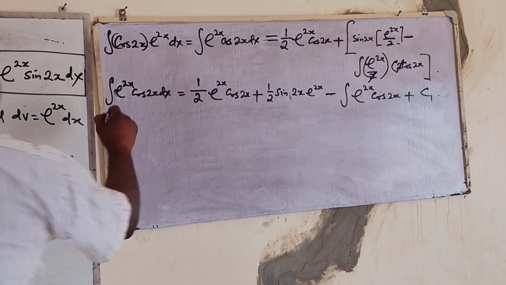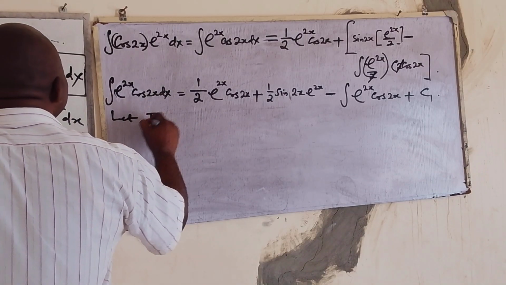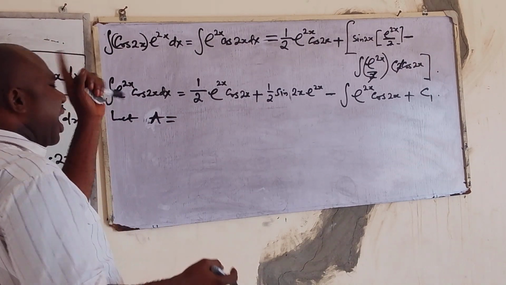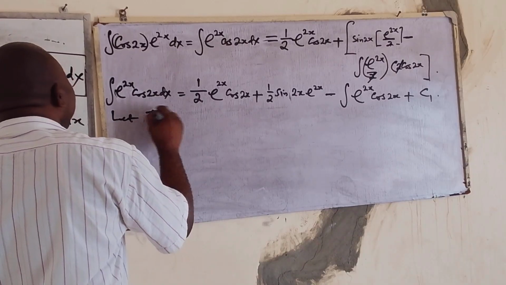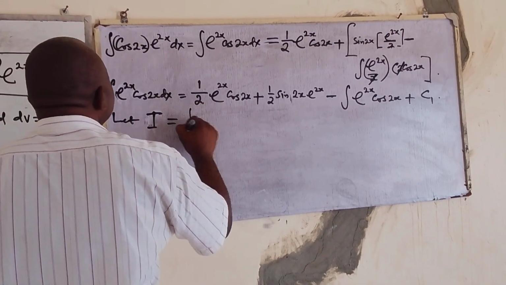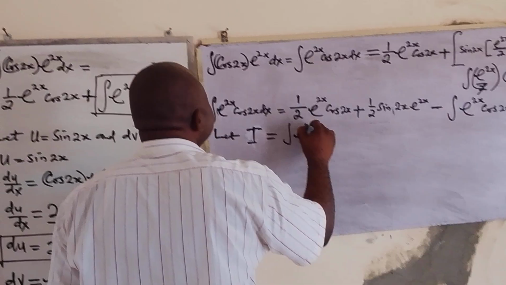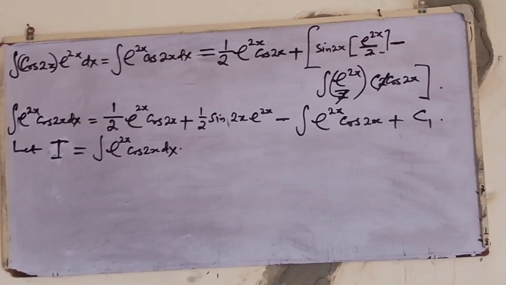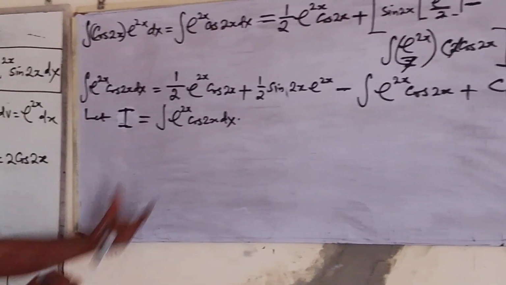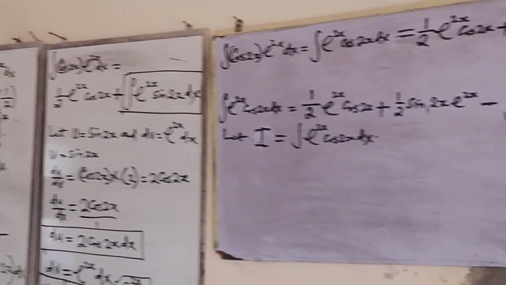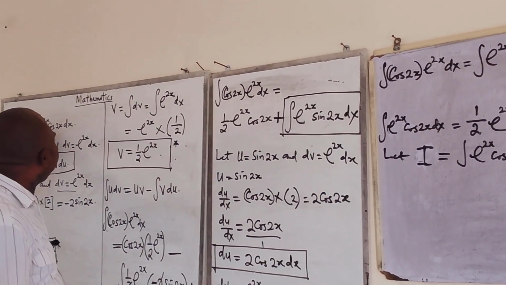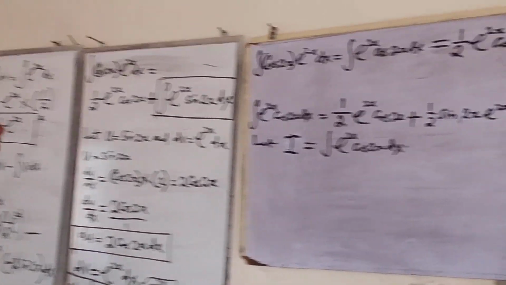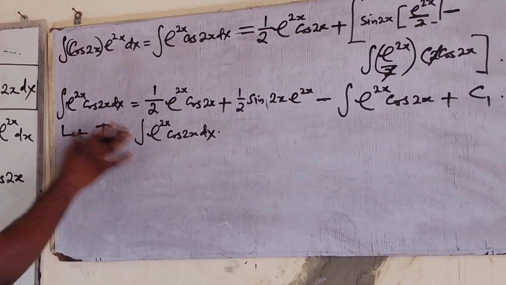Now let A, we can use any of the variables. Let A, but since we used I in the first one, let's use I. So let I be equal to the integral of e raised to the power of 2x cos 2x dx. And this is actually the original question, because we have to integrate e raised to the power of 2x cos 2x dx. So now we are saying let I be equal to this. So it therefore means that the whole of this now will be I.